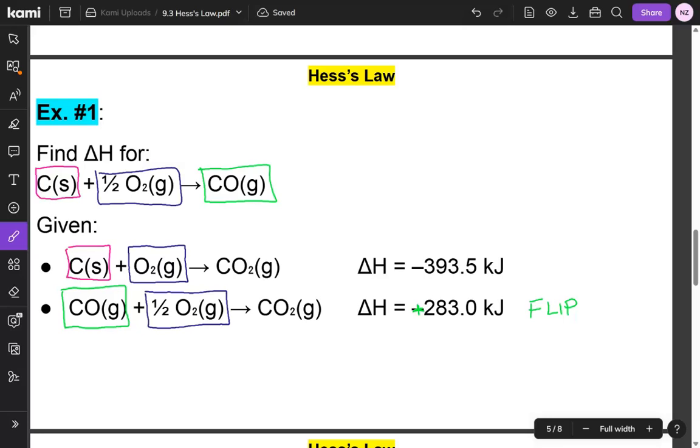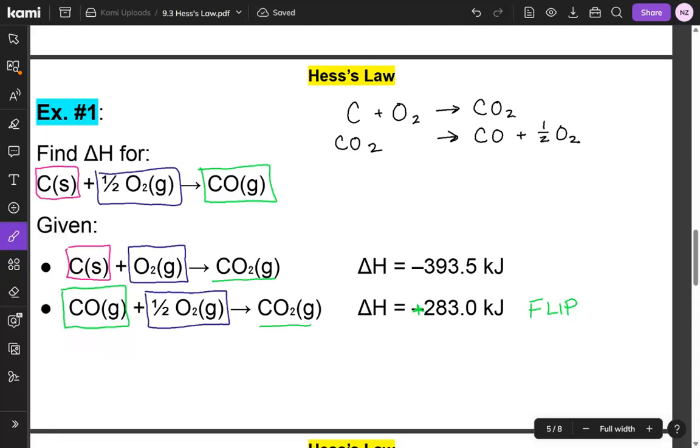Now, if you notice, we didn't go through and look at CO2. CO2 is not in our final equation. We want that to cancel out. So let me rewrite my 2 equations here. So I have carbon. I'm going to just leave off the states of matter for simplicity here. And then we have CO2. So that's our first reaction. The second reaction, if we flip it, becomes CO2. And then we have CO plus 1/2 O2.